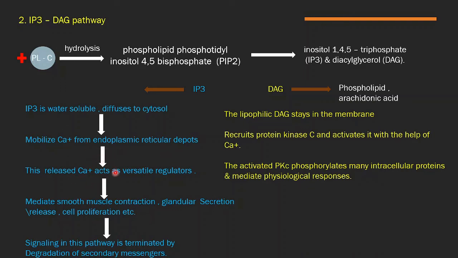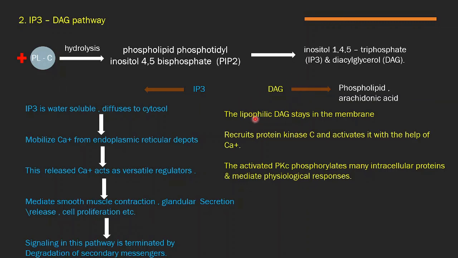This released calcium is a very versatile regulator and it will start mediating some actions, like smooth muscle contraction, glandular secretion or release, cell proliferation, etc. And this signaling of IP3 will get terminated by degradation of the secondary messenger. After it gets degraded, all these actions will stop. Now we will see the case of DAG.